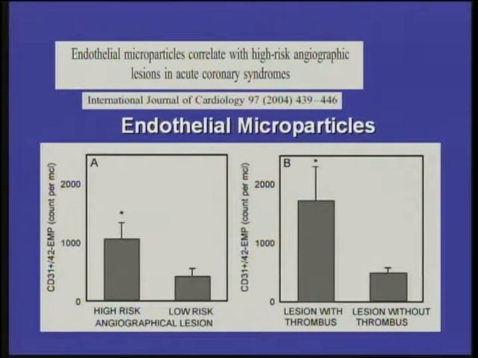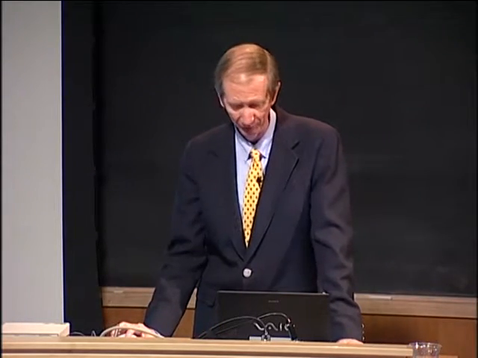Another study looked at individuals with high risk versus low risk lesions on angiography, and again found that elevated levels of endothelial microparticles in the blood were associated with the high risk angiographic lesions, or with lesions that had a thrombus on them. Now I'll just note that the level of these things they're measuring in these studies is typically about 1,000 to 2,000 per microliter, okay? So remember that for a minute. The typical level of microparticle in these studies is 1,000 to 2,000 per microliter.